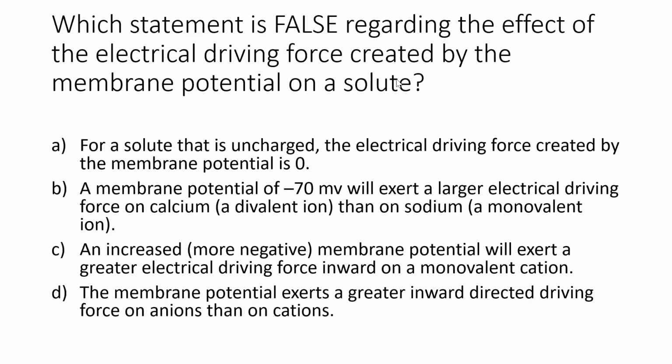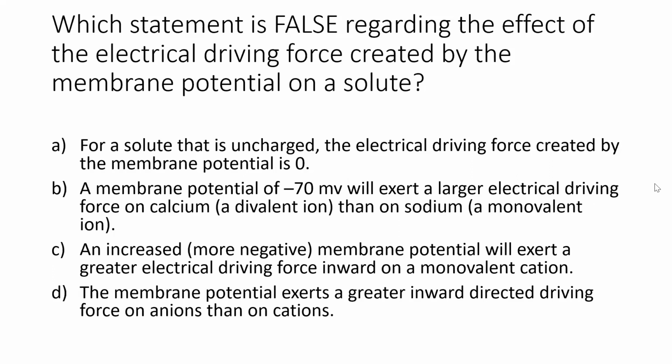This is also a true statement, right? If we have two charges, we're going to have a stronger magnitude of the driving force than if we have one charge, such as sodium, which is a monovalent ion, right? So another true statement, B. Let's see C, an increased, more negative membrane potential will exert a greater electrical driving force inward on a monovalent cation. So it's saying a more negative membrane potential will have a greater electrical force inward on a monovalent cation.